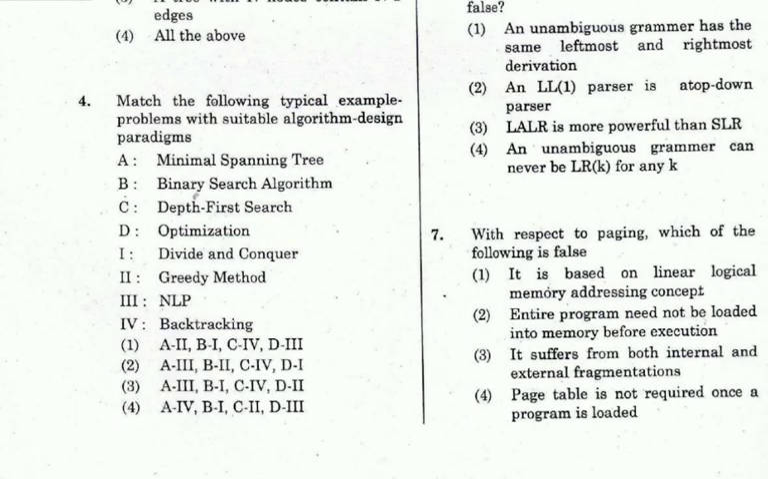Okay. So the next question is the 6th one. Which of the following statements is false? From the given options, we need to find the false option. An unambiguous grammar has the same leftmost and rightmost derivation.